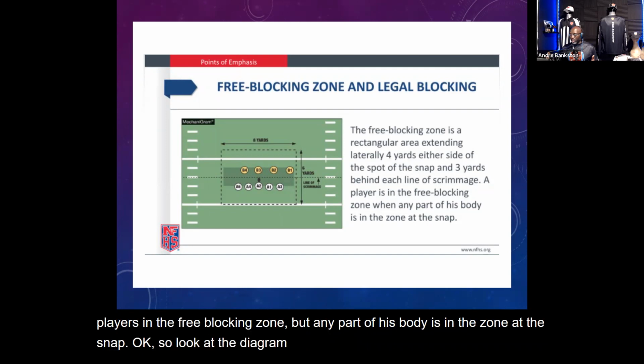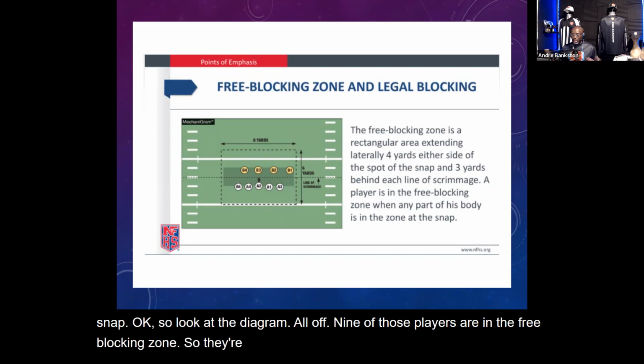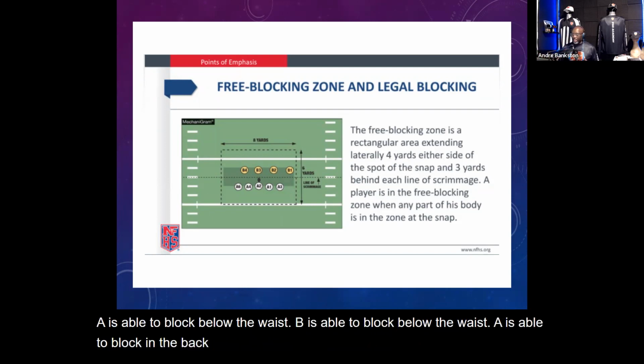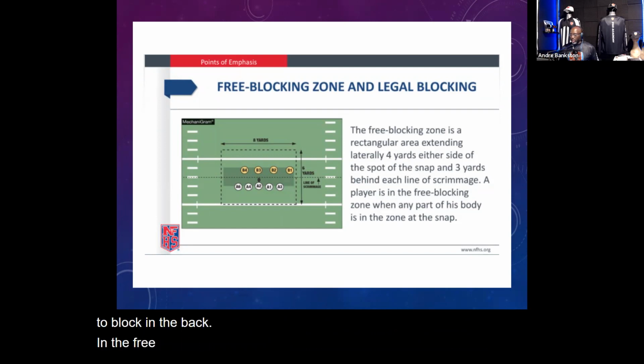All 9 of those players are in the free blocking zone, so they're able to. A is able to block below the waist. B is able to block below the waist. A is able to block in the back in the free blocking zone, and so it's a good mental note to see where you're at.